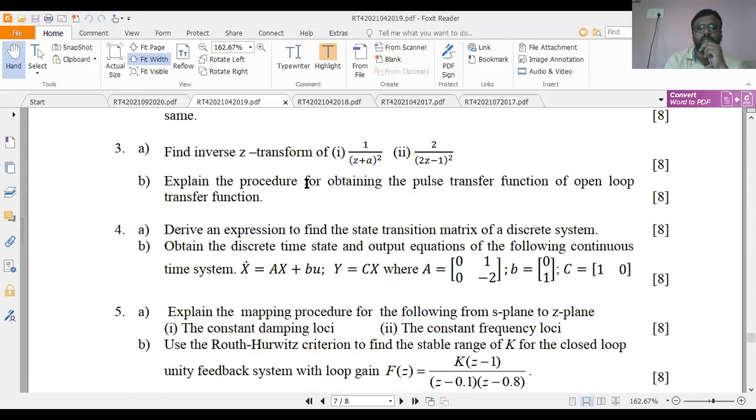And coming to the essay questions, he has asked to find the inverse Z transform for 1 by (z minus a) whole square and 2 divided by (2z minus 1) whole square. And explain the procedure for obtaining the pulse transfer function of the open loop system. That means two discrete data systems, G1 of S and G2 of S, are connected in cascade, either separated by a sampler or not separated by a sampler. We have two open loop systems, and you can explain any of these for obtaining the pulse transfer function for the open loop type of system.